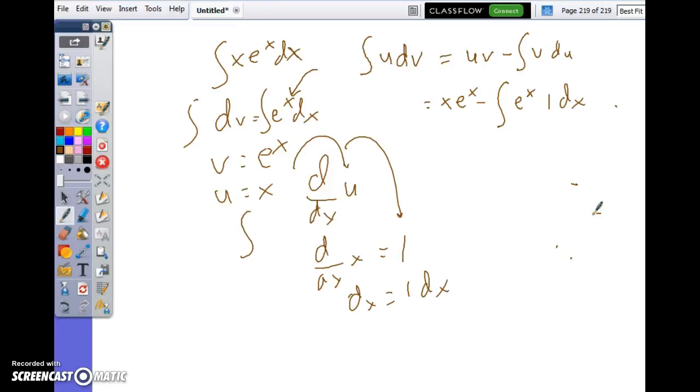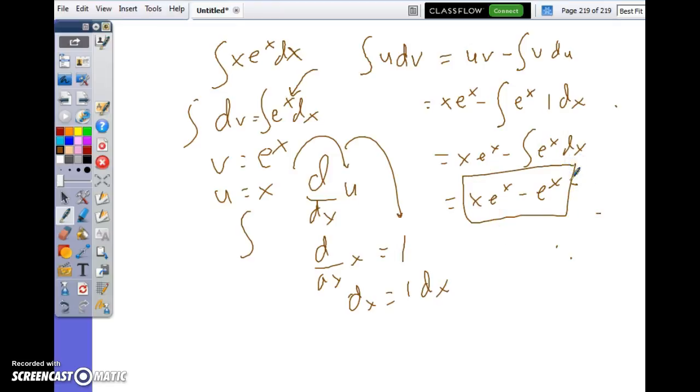Did that badly. Okay, and this is x e to the x minus the integral of e to the x dx, which in this case would just be e to the x. And I've got an integral I couldn't do a second ago.